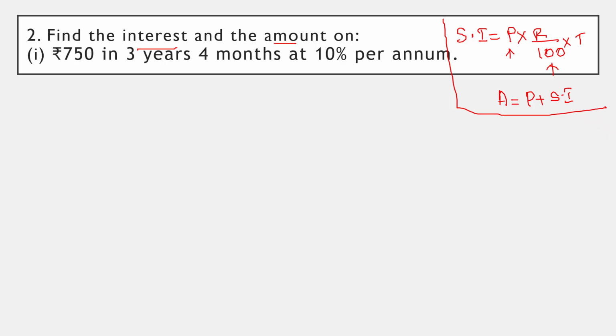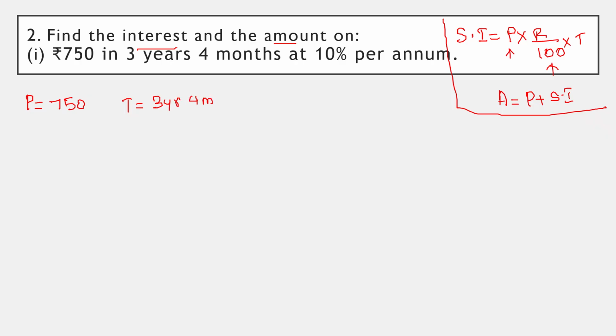So what is our first question? 750 rupees in 3 years 4 months at 10% per annum. What are the details they have given? The principal is 750 rupees. And what is the next detail? They have given the time duration. So the term T is equal to 3 years 4 months.